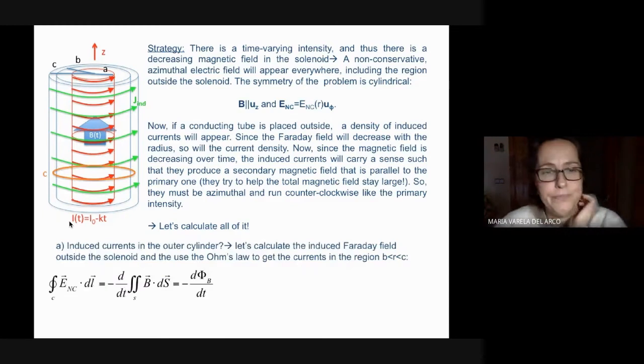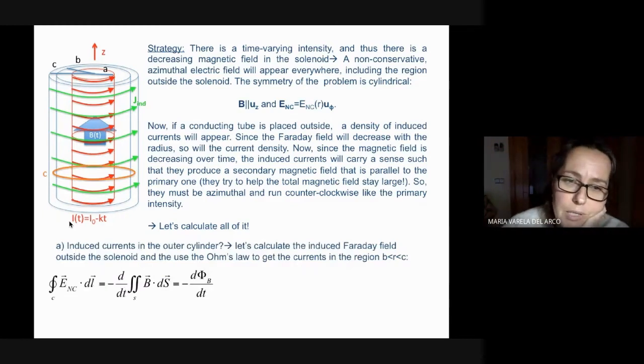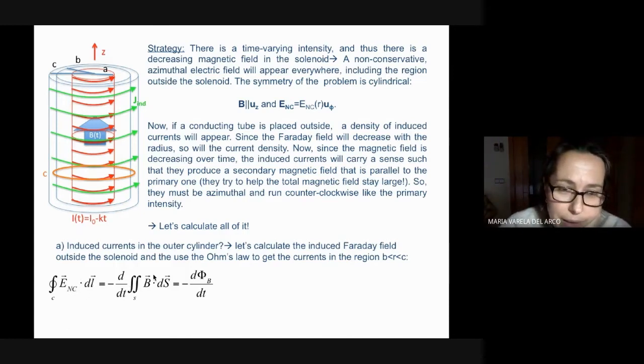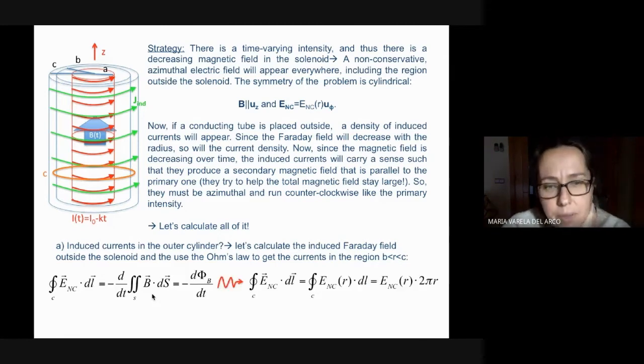First of all, the induced currents on the outer cylinder. For this, we need to calculate the non-conservative Faraday field, and then we'll use Ohm's law to calculate induced currents, because current density equals sigma, the conductivity, which we know, times the electric field. Well, let's apply the Faraday law. That means we have to calculate both terms: the line circulation of the electric field and the flux derivative with time.